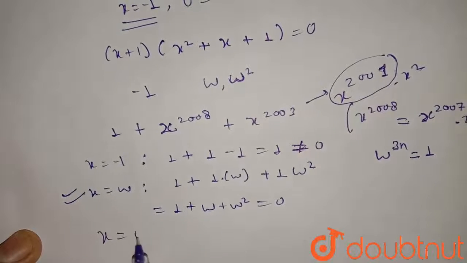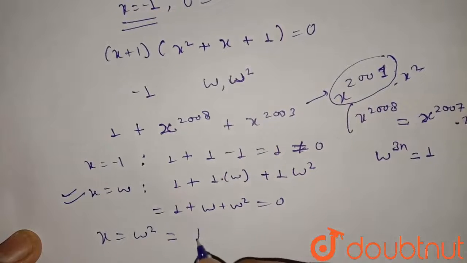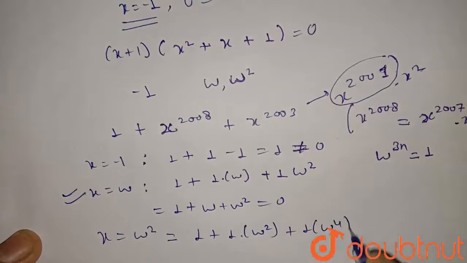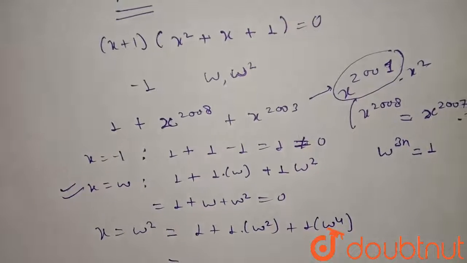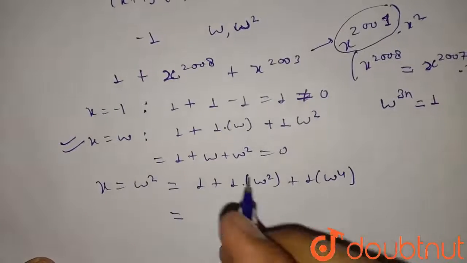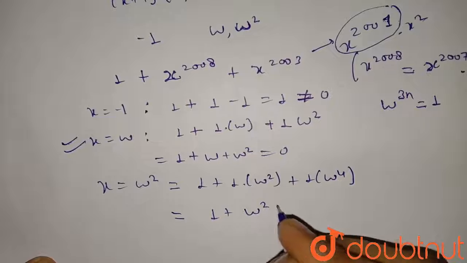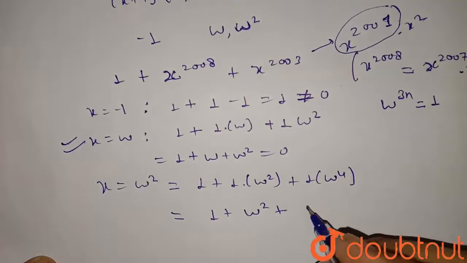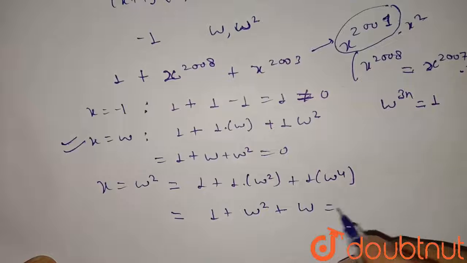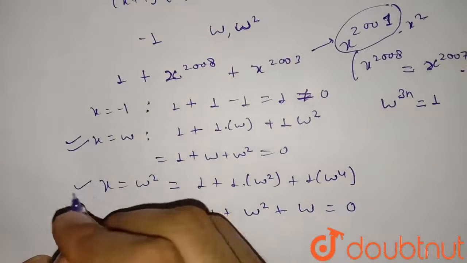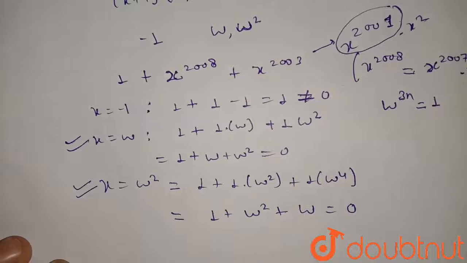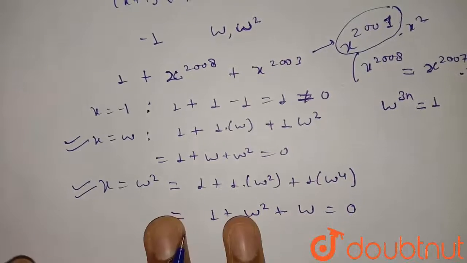Now for x equal to omega square, similarly it will be 1 plus 1 into omega square plus 1 into omega raised to 4. This can be written as 1 plus omega square plus omega raised to 3 into omega. Omega raised to 3 will be 1, and the remaining is omega. So again this comes out to be 0. This is also a common root. So we have two common roots, omega and omega square. So the right option will be option A.